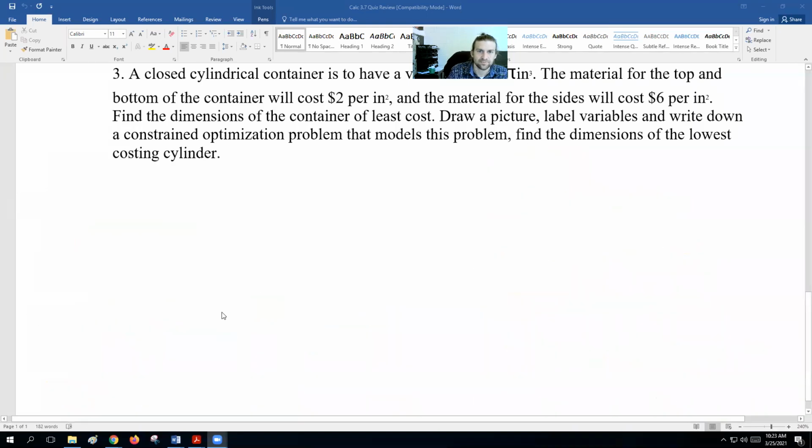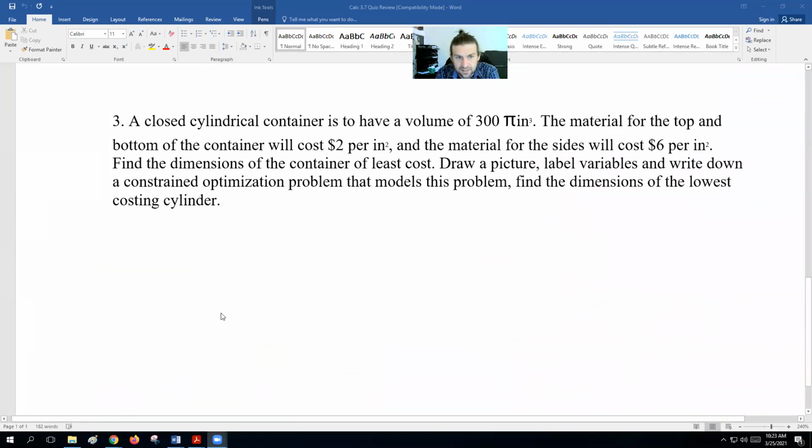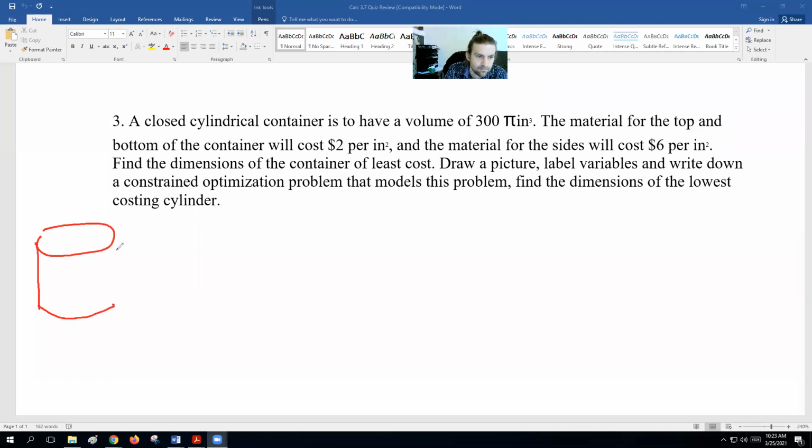All right, last problem here. A closed cylinder is to have a volume of 300 pi cubic inches. The material on the top and the bottom. Okay, so let's draw a cylinder out. All right, and a cylinder has a radius and a height. Okay, we know that the volume of that is pi r squared h, and it does say it has to have a volume of 300 pi cubic inches.